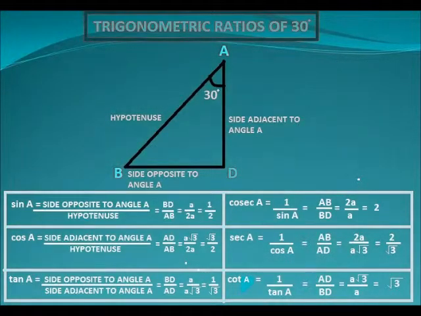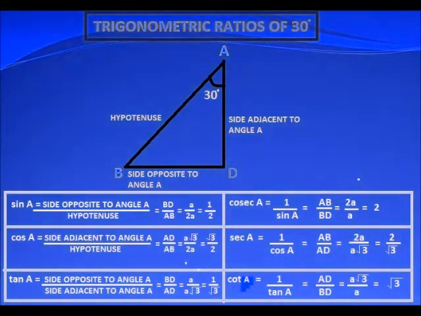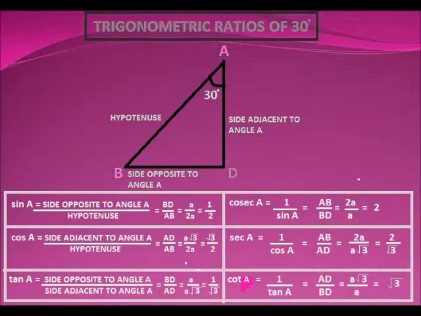Secant A equal to 1 by cosine A equal to AB by AD equal to 2A by A root 3 equal to 2 by root 3. Tangent A equal to side opposite to angle A by side adjacent to angle A equal to BD by AD equal to A by A root 3 equal to 1 by root 3. Cotangent A equal to 1 by tangent A equal to AD by BD equal to A root 3 by A equal to root 3.